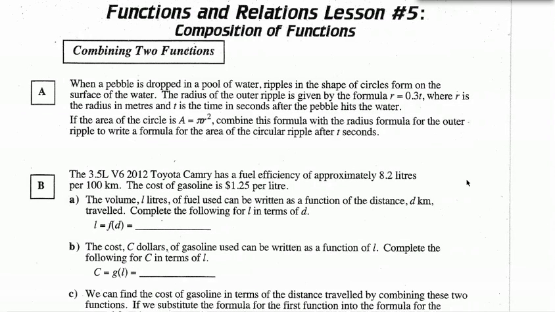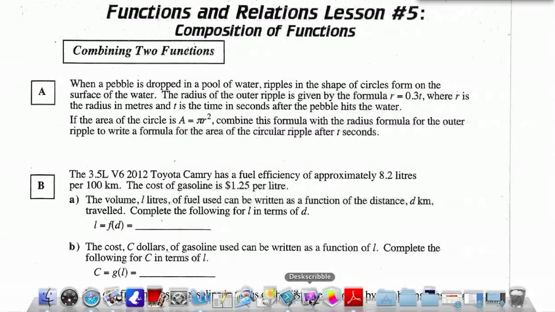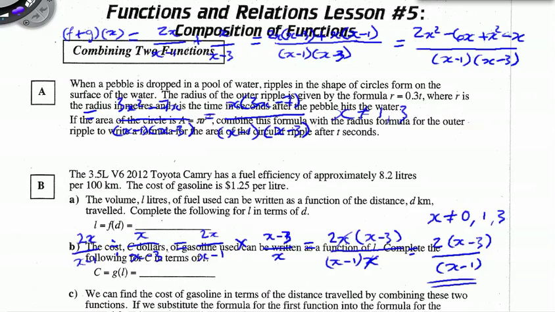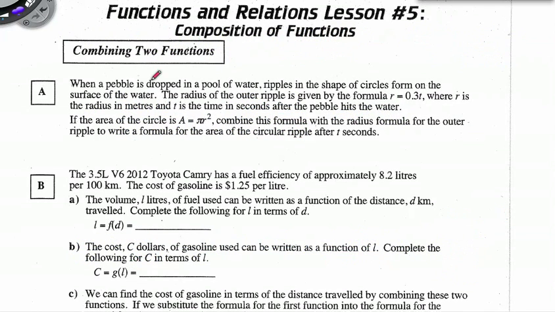Of the first part here. It's saying when a pebble is dropped into a pool of water, ripples in the shape of circles form on the surface of the water. The radius of the outer ripple is given by the formula, radius equals 0.3t, where t is time, and that's talking about in seconds.